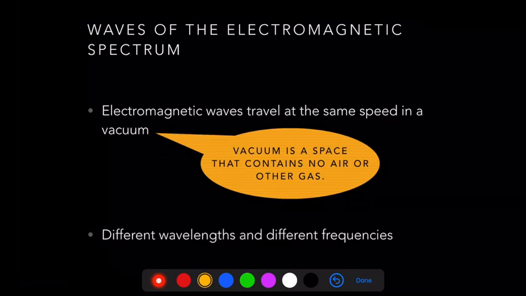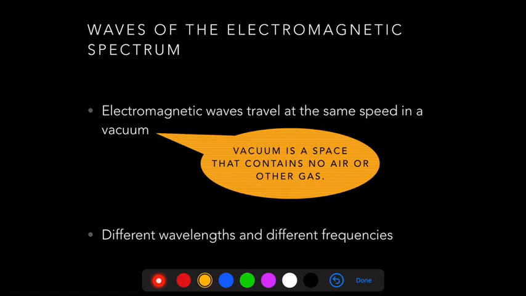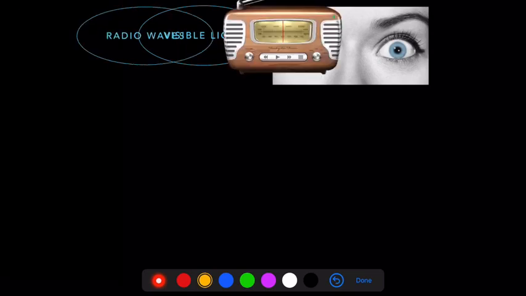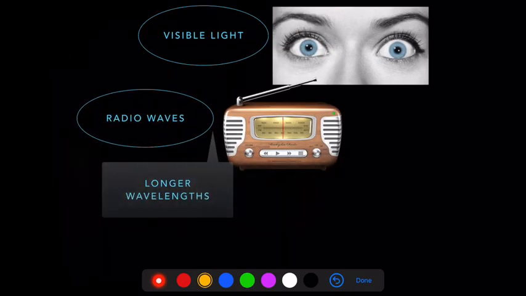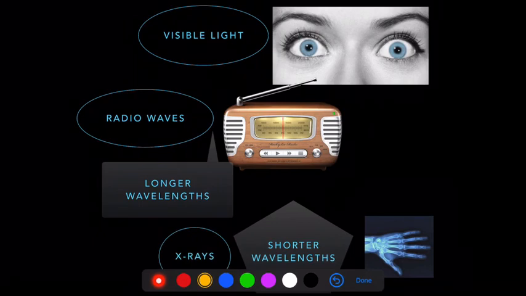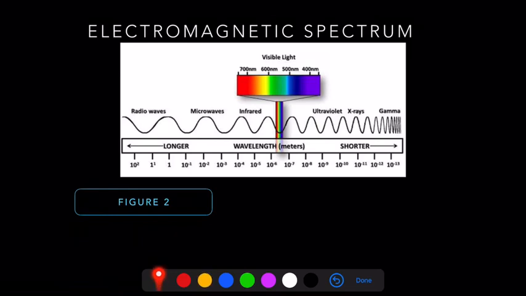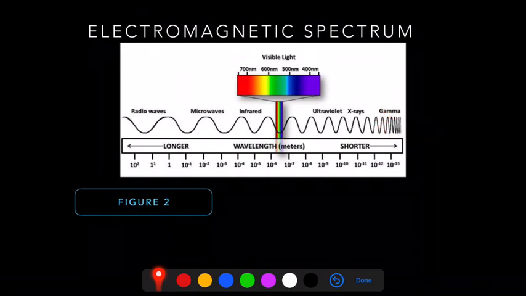To understand the electromagnetic spectrum better, you need to understand how the waves are arranged there. There are different wavelengths and different frequencies. Remember what a wavelength is? Remember what a frequency is? Some of the waves included in the electromagnetic spectrum would be visible light, radio waves, which have longer wavelengths, or those that have shorter wavelengths, like X-rays. This is exactly what an electromagnetic spectrum looks like. You can see how the waves that are right here are longer and these ones are shorter. It means that if on this side they're shorter, the frequency is higher.